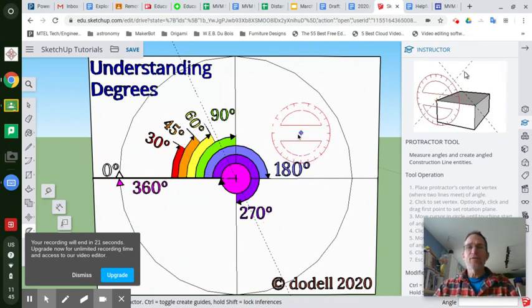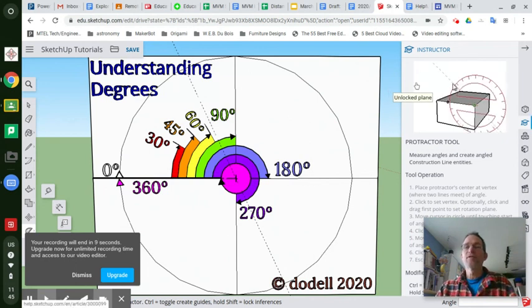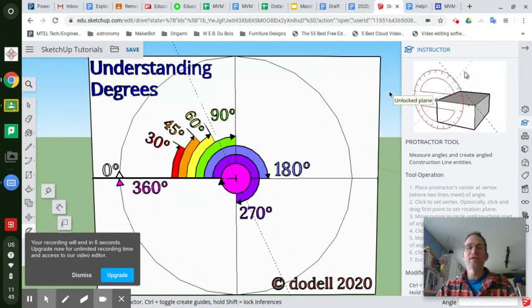Hopefully that helps you understand degrees and to be able to use the Protractor to set those imaginary lines in place, like this demonstration over here on the instructor, that can help you put your lines where you need them to be to affect outcomes like building solid surfaces.